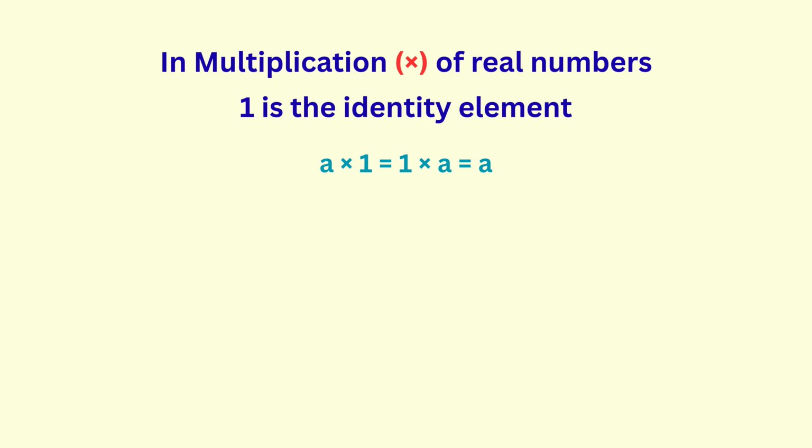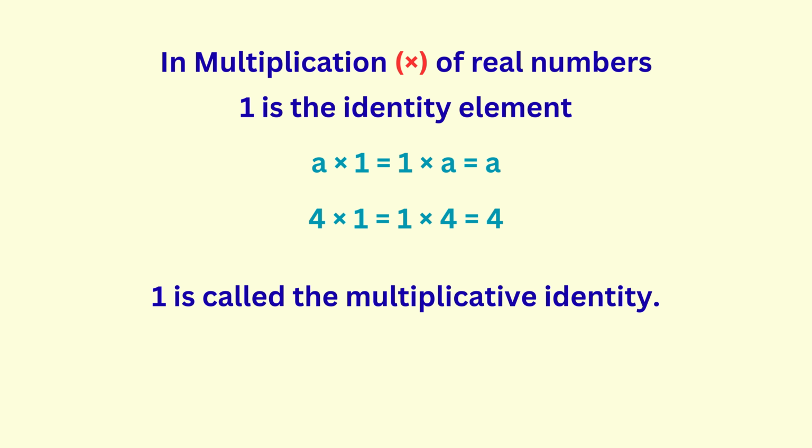Similarly, in multiplication, the number 1 is the identity element. That's because multiplying any number by 1 leaves the number unchanged. That is, A times 1 equals A, and 1 times A equals A. For example, 4 times 1 is the same as 1 times 4, which is equal to 4. That's why 1 is famously called the multiplicative identity.